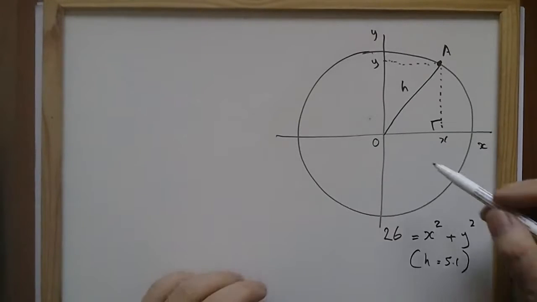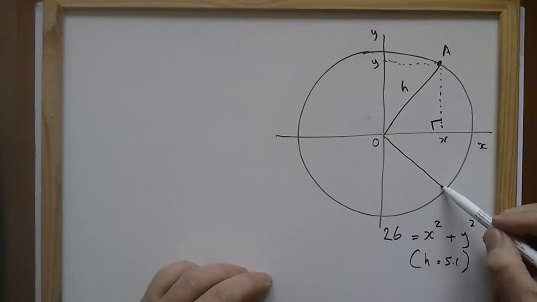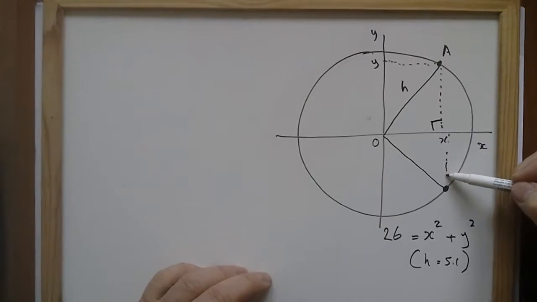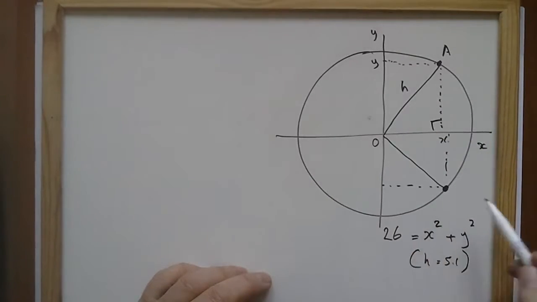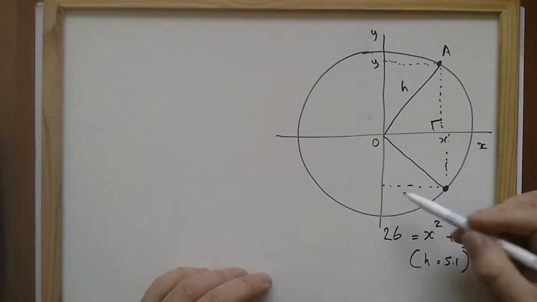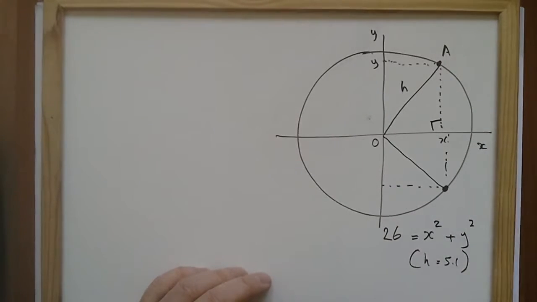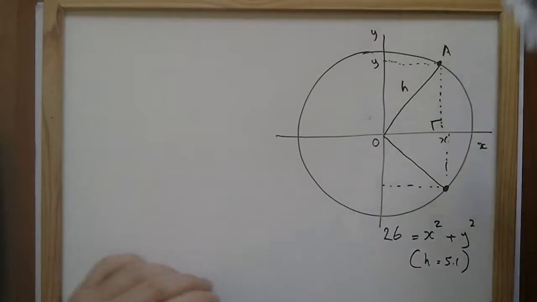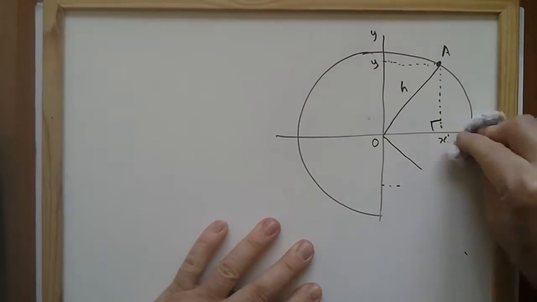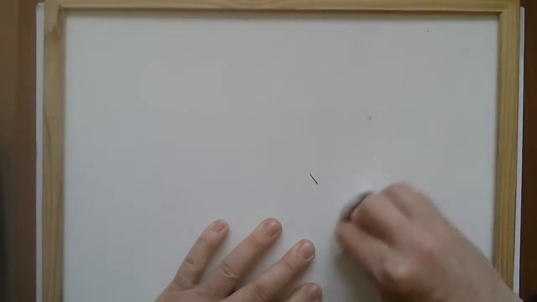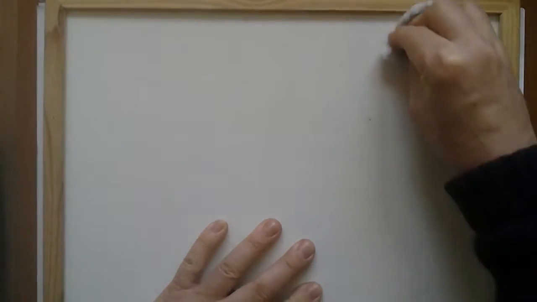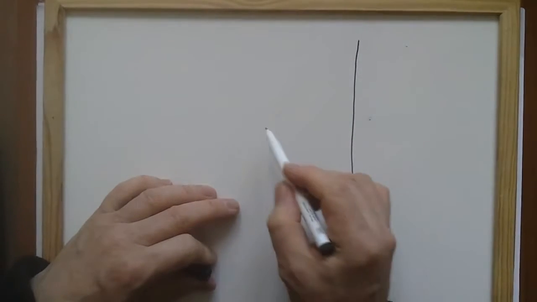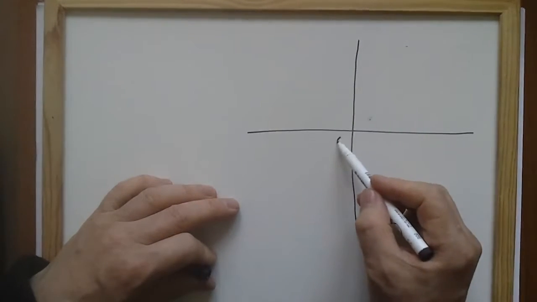So far so good, and we can see that wherever you put this radius, any point on this circle, this will still be true. There'll be an x coordinate and a y coordinate, and it will be true that the sum of the squares of the x and the y coordinate will equal 26. So there's the circle going round. So now back to the main problem at hand.